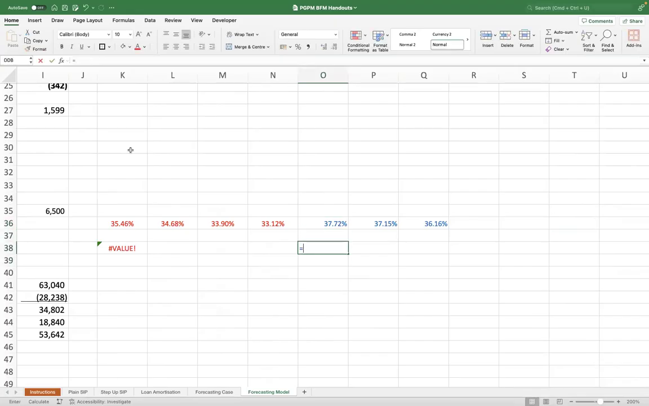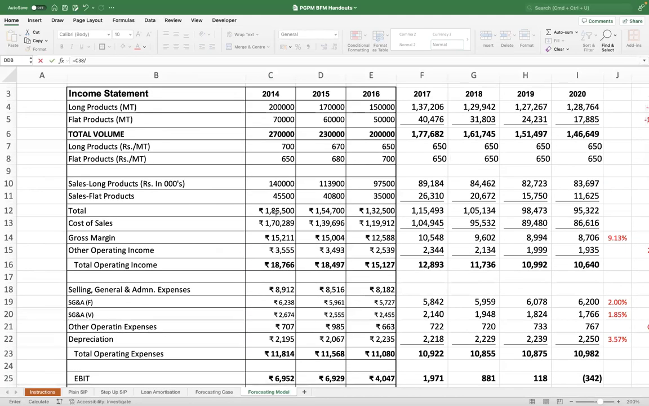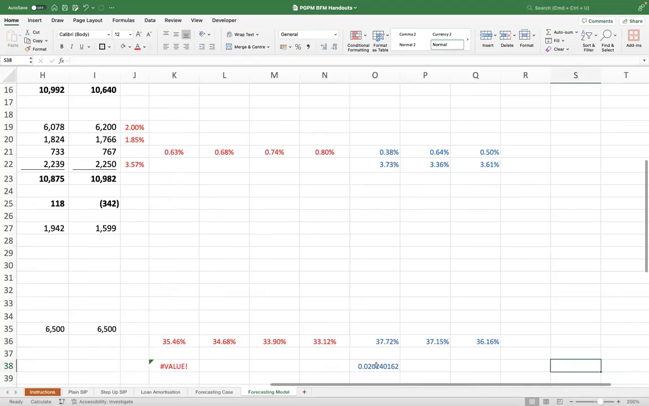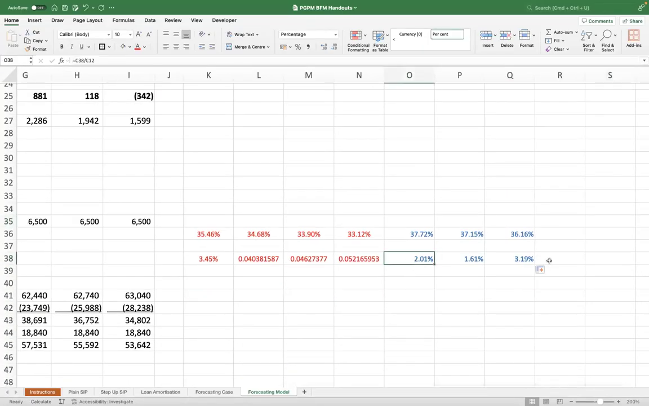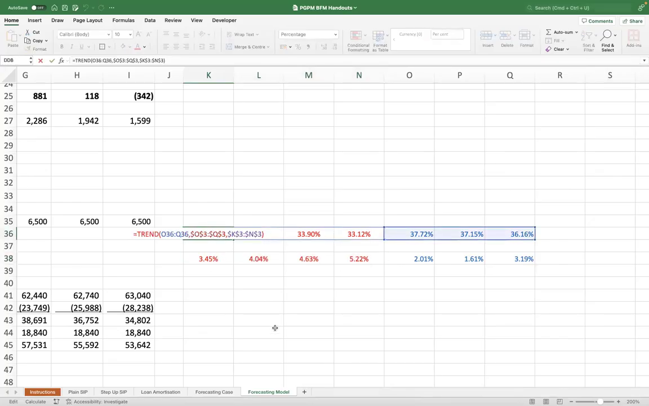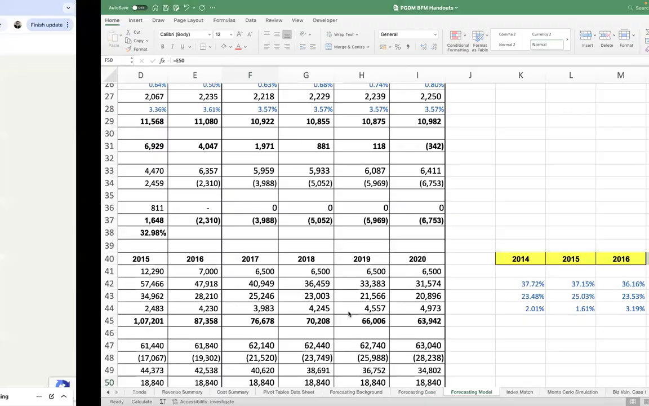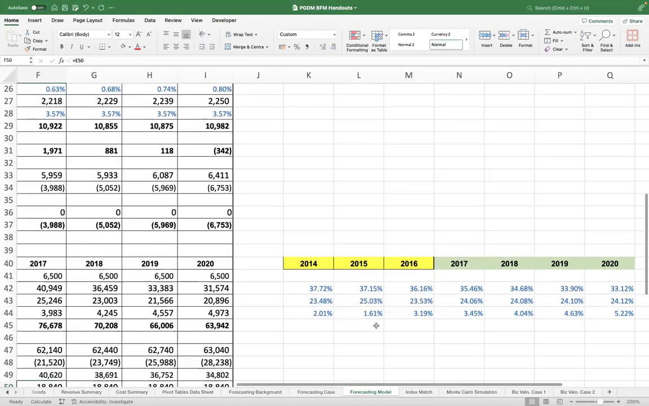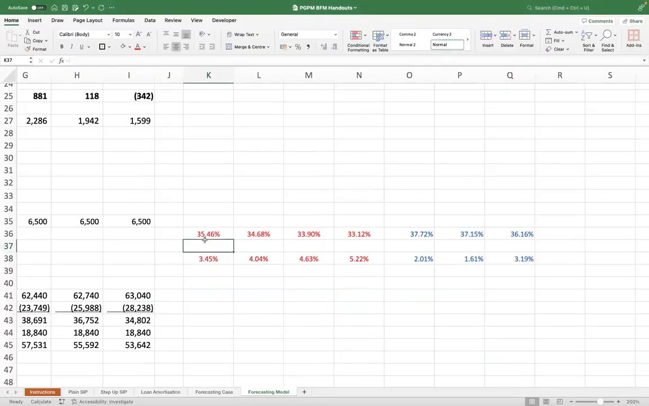Means what? First you find out other current assets as a percentage of revenue for each of the years. Am I right? Inventory, why I have left? Because inventory has to be at cost. So usko chhod do. So if you have these numbers as a percentage of sales, this trend will also be calculated. Same formula. I just copy pasted the formula. That's it. So I'll get 3.45, 4.04, 4.63, and 5.22%.